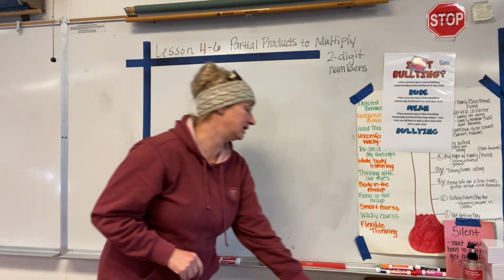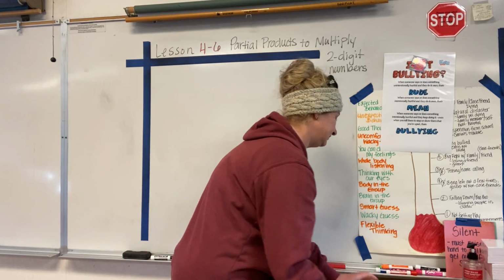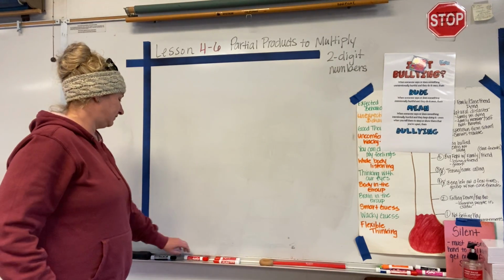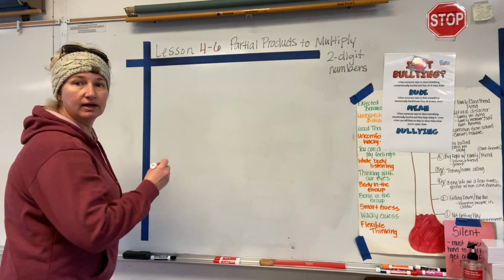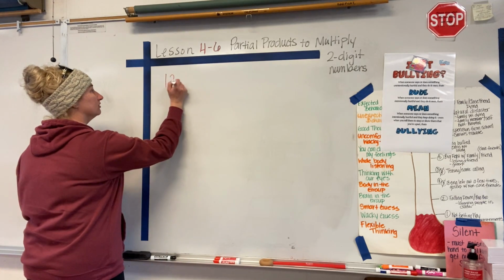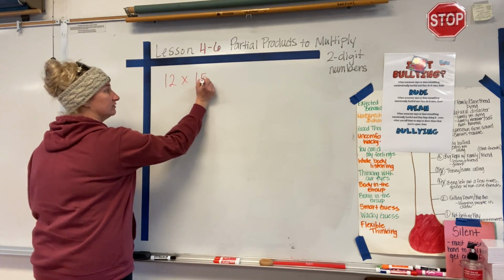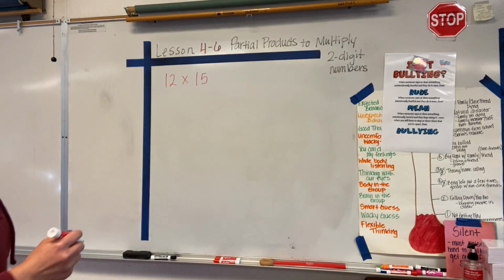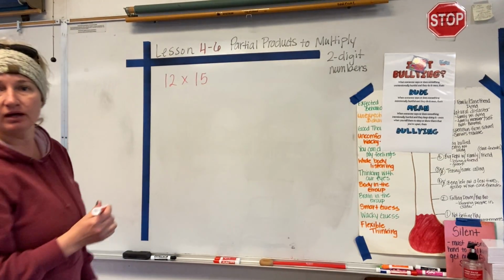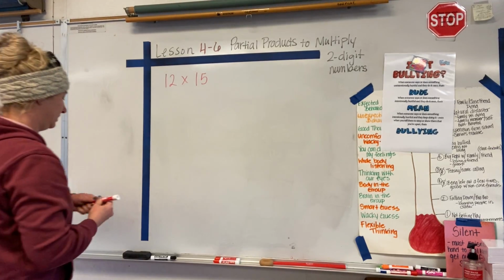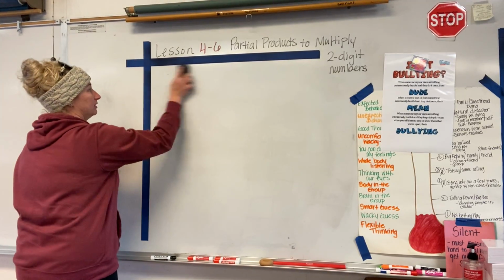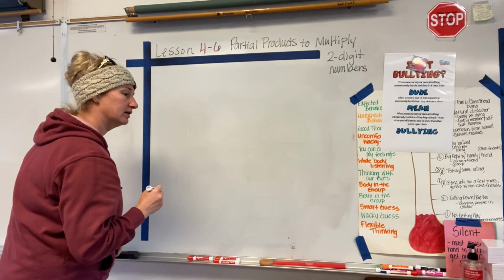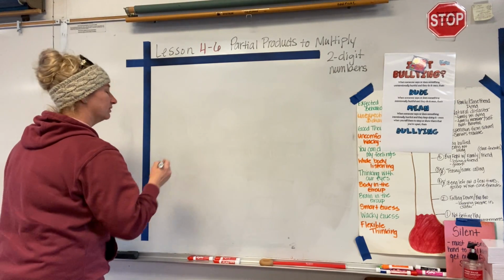The example that they give on page 150 in your book says to find 12 times 15. And let's do 12 times 15. I just want to make sure you can see that okay on the video. You know what? I'm going to use a black pen. My black pen is running out, but still I think it's probably better. So 12 times 15.